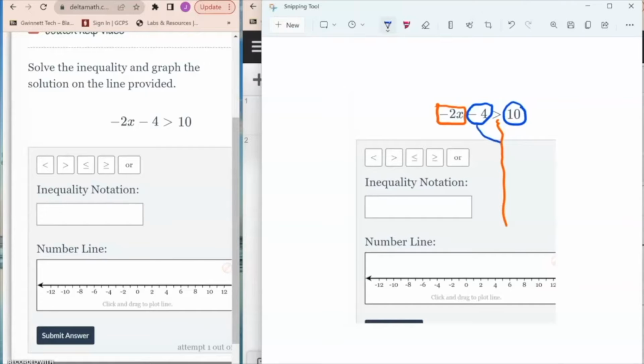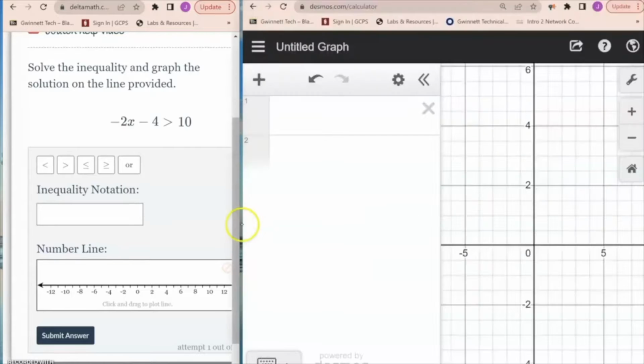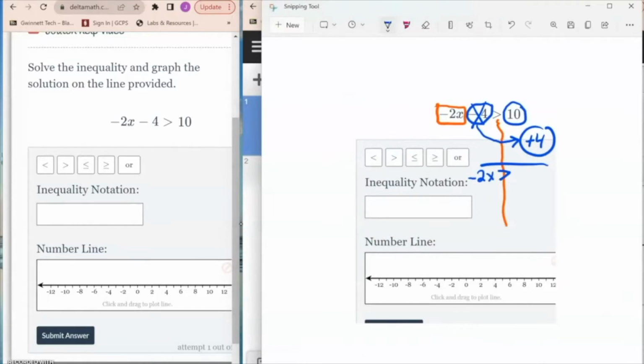So again, this crosses the river. It gets wet. It has to change clothes. So it has to change from -4 to +4. Okay, so now I have a box here, which is just negative 2x. On this side, I have greater than. On this side, I have 10 plus 4. And if I just put that in the calculator, in case I don't know, 10 plus 4 is 14. The calculator will tell you. It's going to be 14. Okay, then I'm going to do the next step.